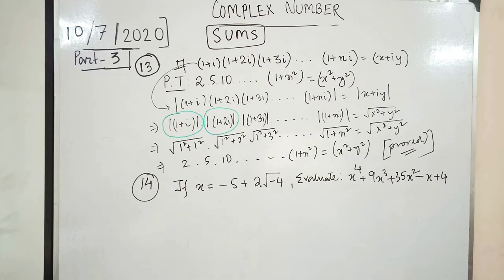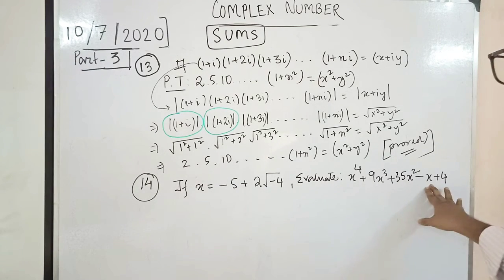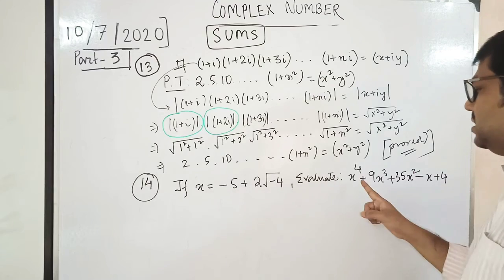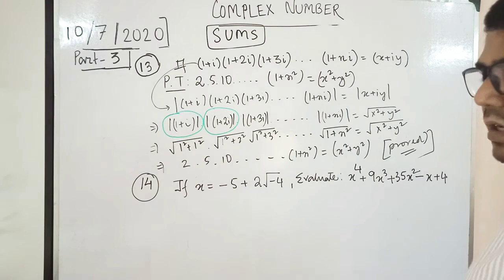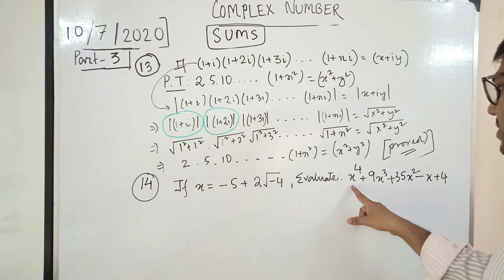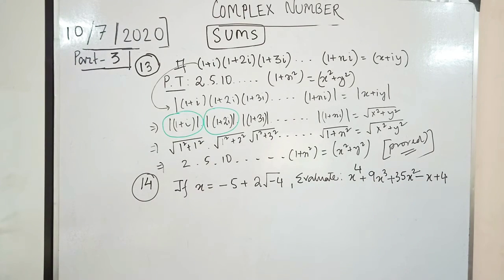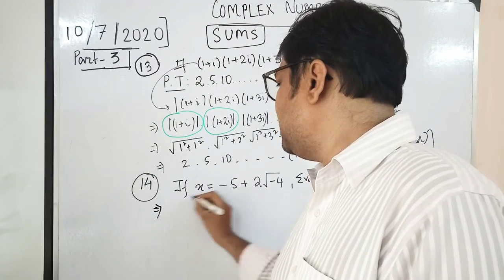Now number 14 is something like x is given something and we have to find the value of this expression. Now the main point is that please do not ever think of putting the x value directly into this expression, because if you put this x into it, it will be so huge that obviously you will make a calculation mistake over here. So don't even think of substituting minus 5 plus 2 root over minus 4 and expanding. Then some 1 hour will be left. So let us work it out with a little of this.